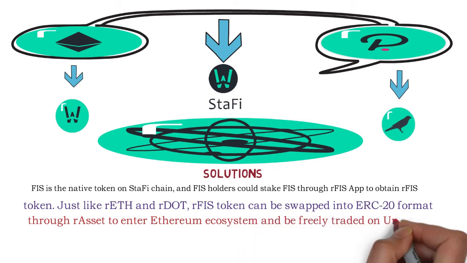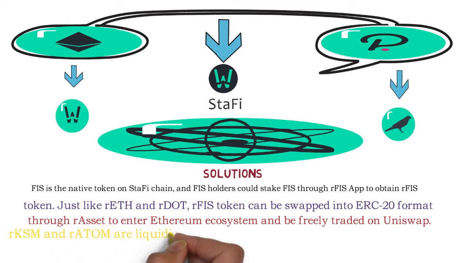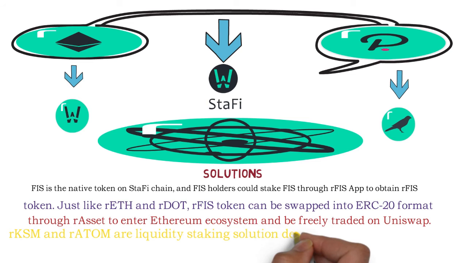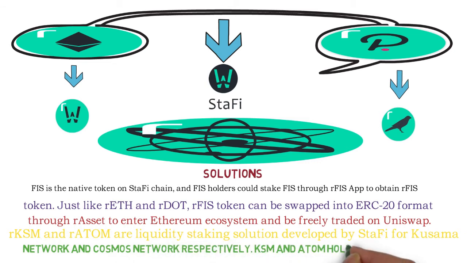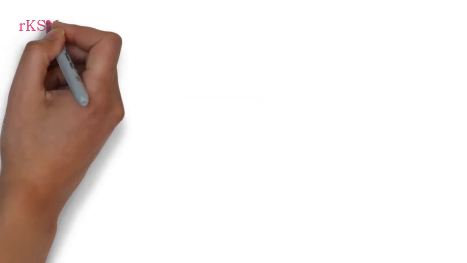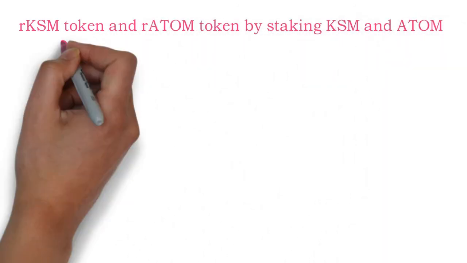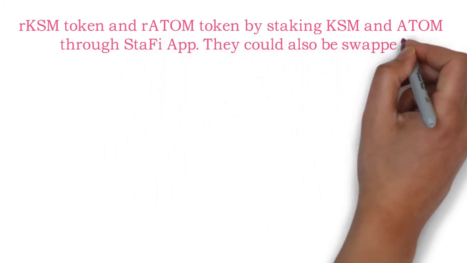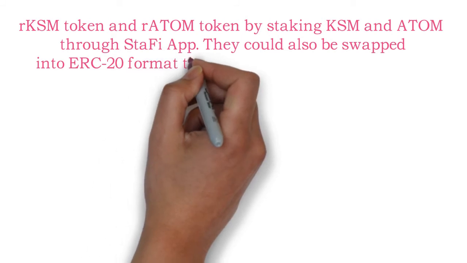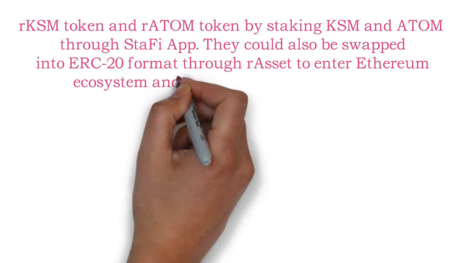rKSM and rATOM are liquidity staking solutions developed by StaFi for Kusama Network and Cosmos Network respectively. KSM and ATOM holders can obtain rKSM token and rATOM token by staking KSM and ATOM through the StaFi app. They can also be swapped into ERC20 format through rAsset to enter the Ethereum ecosystem and be freely traded on Uniswap.